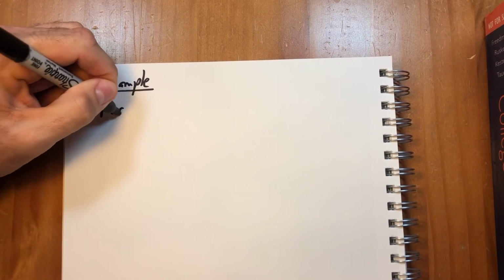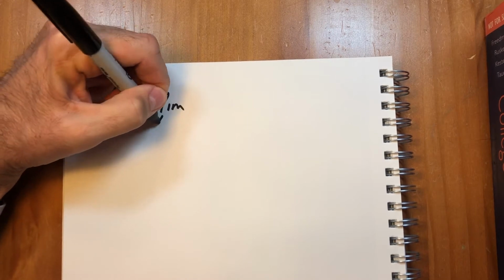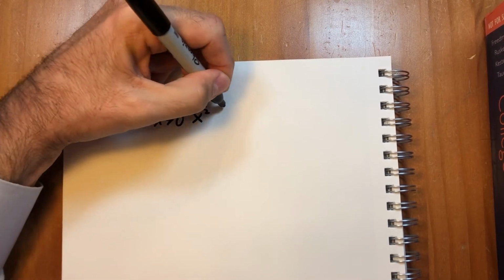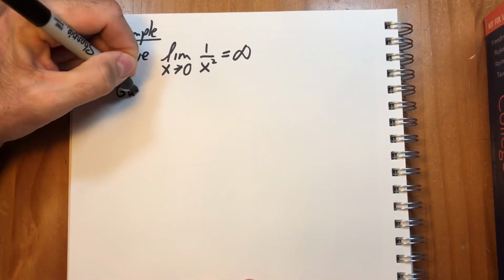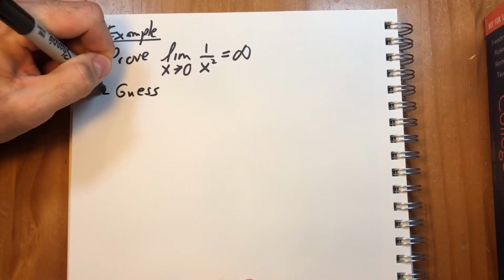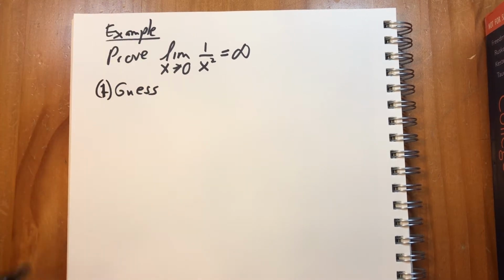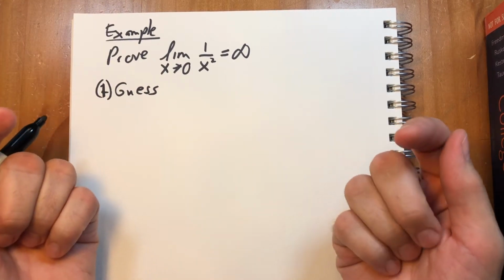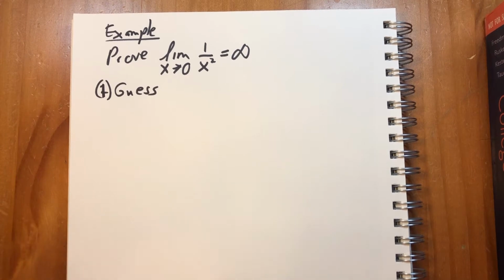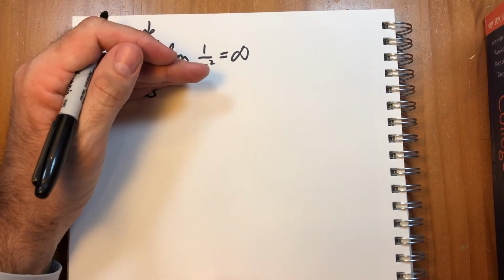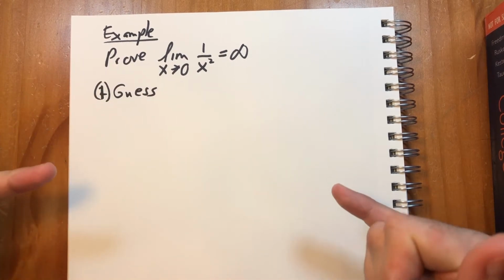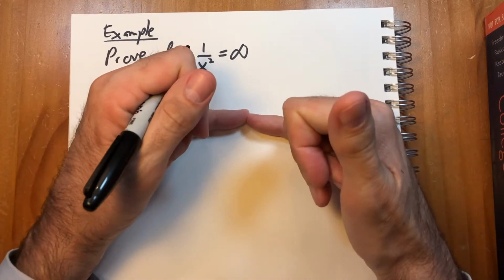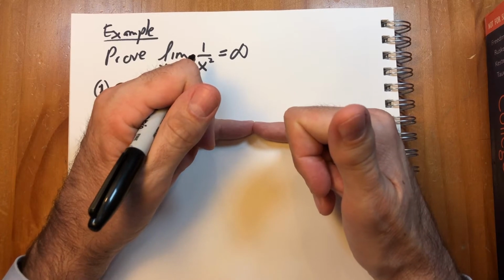So let's use this definition to prove that the limit as x approaches 0 of 1 over x squared equals infinity. So we do it the same way. First guess, and then prove it. Remember, what we need to do is find a rule. What we're actually looking for is a rule, so that any m that you give me, I can plug it into my rule and return a delta that will make the statement true of any x inside that interval.